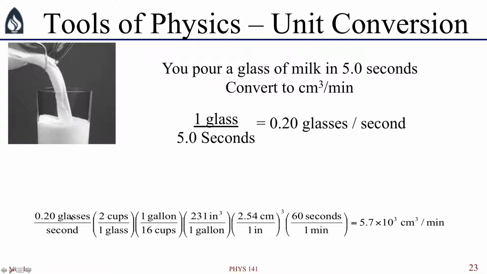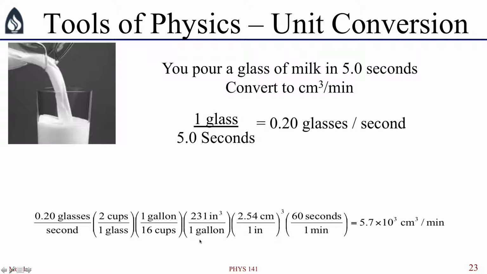So to change this volume measurement from glasses to cubic centimeters, one fact that I know is that a glass is 2 cups. So I'll arrange it like this so glasses cancels with glasses. And then I also know that there are 16 cups in 1 gallon. So once again, cups would cancel with cups.